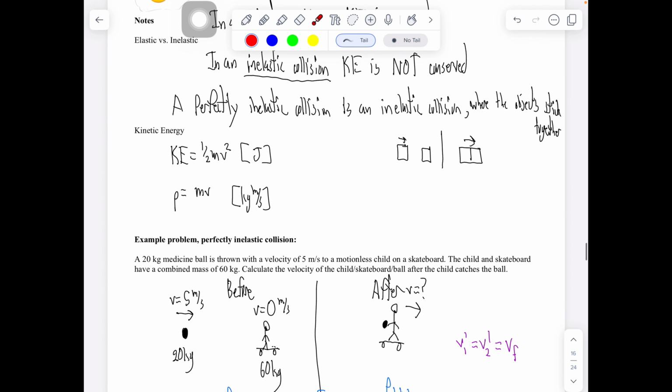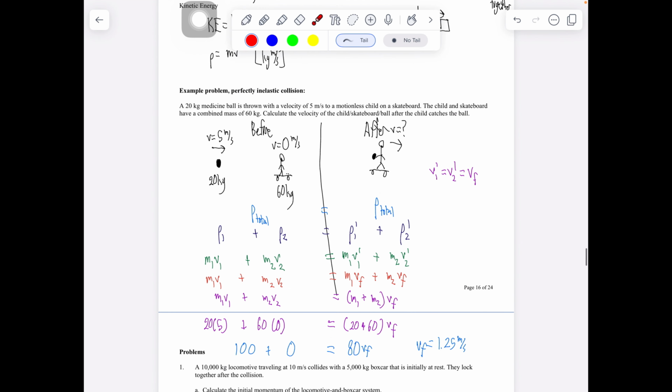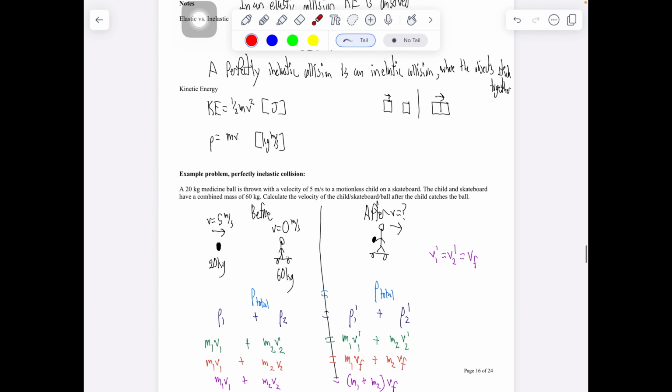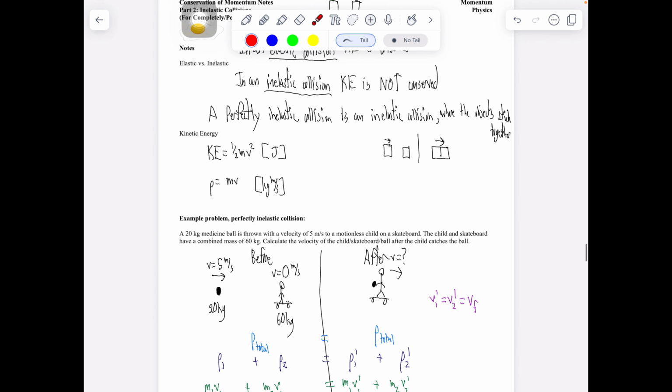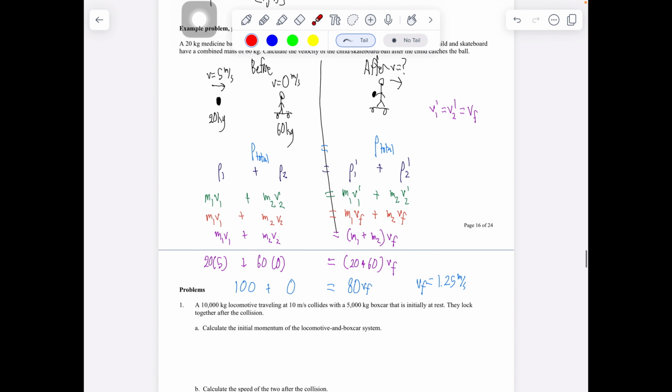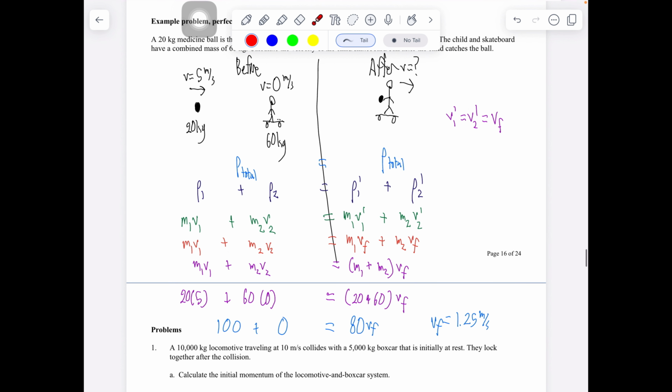One last thing before we finish. Say we're asked an extension here, and in this example we're not. Say we are asked, we know it's a perfectly inelastic collision, but let's prove, is it inelastic, right? Is kinetic energy not conserved? Well, you'd have to do a whole other calculation. And we'll go through it, it's very, very similar.